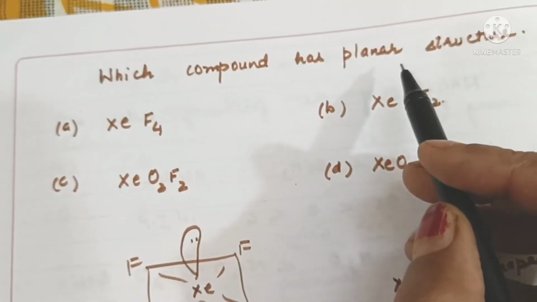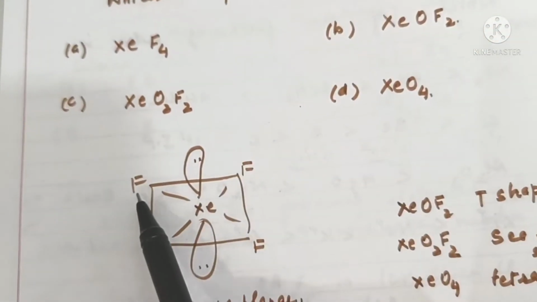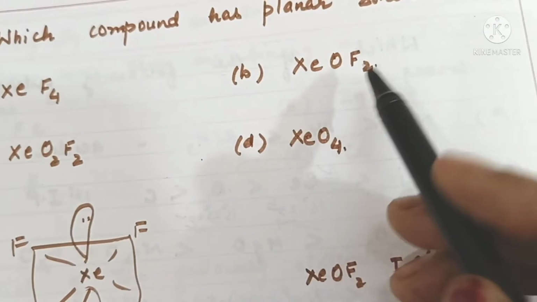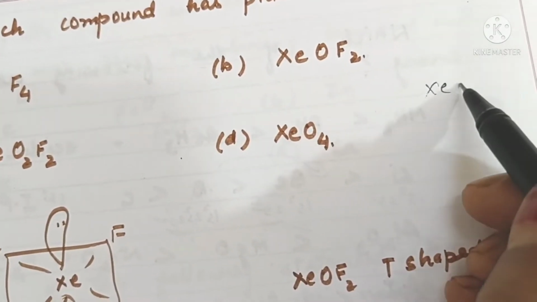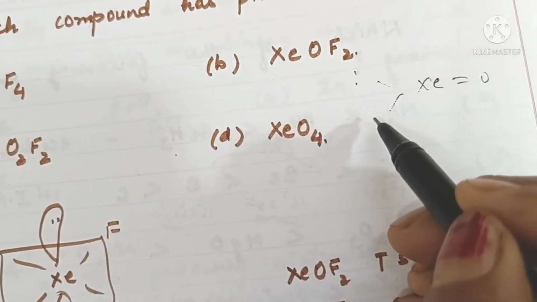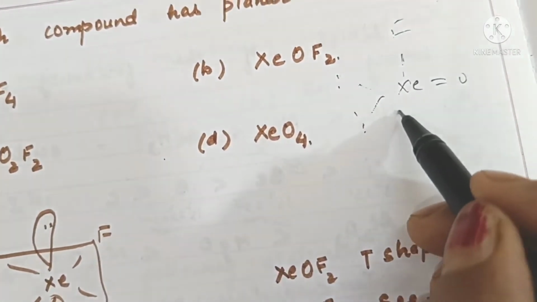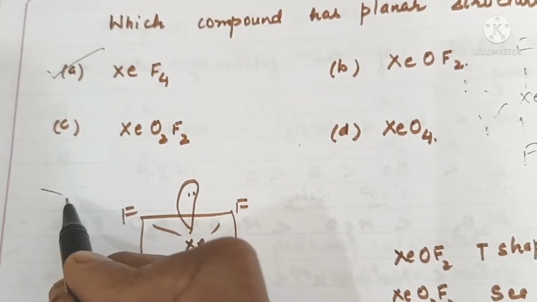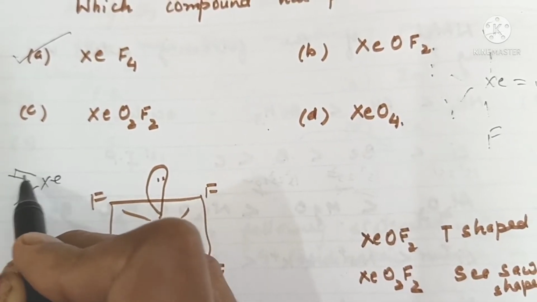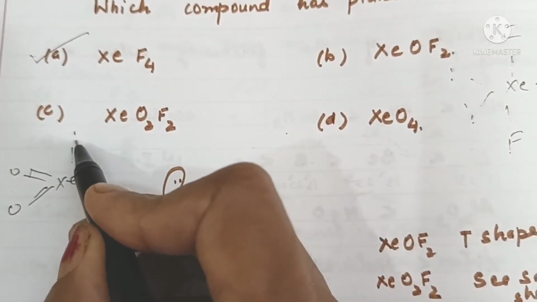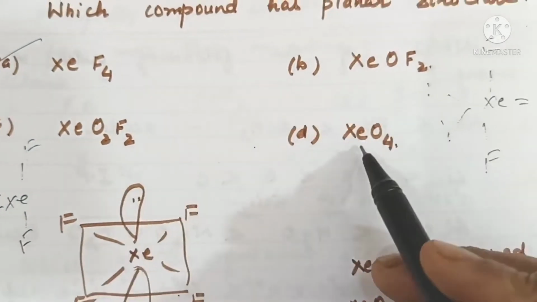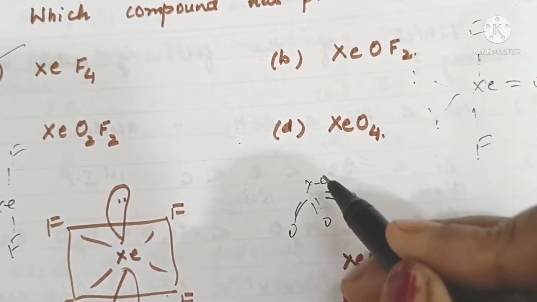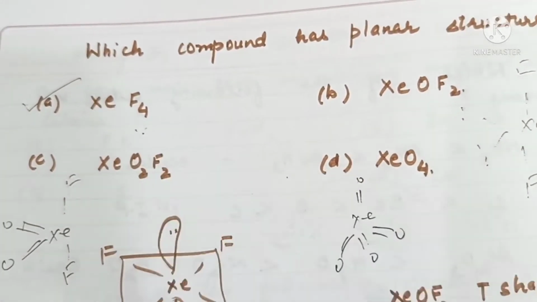Which compound has planar structure? Xenon tetrafluoride is square planar, whereas XeOF2 is trigonal bipyramidal and T-shaped. XeO2F2 is seesaw shape. And XeO4 is tetrahedral. So only this is planar.